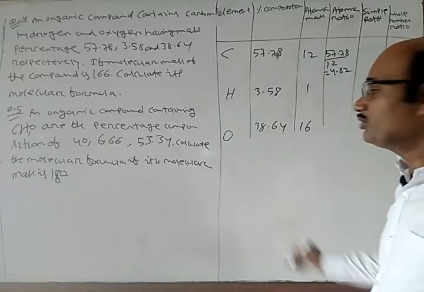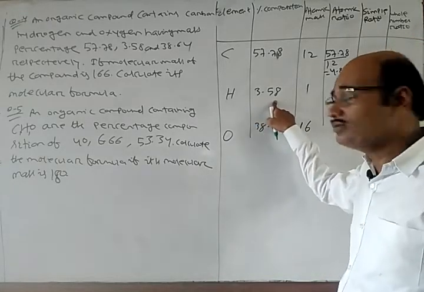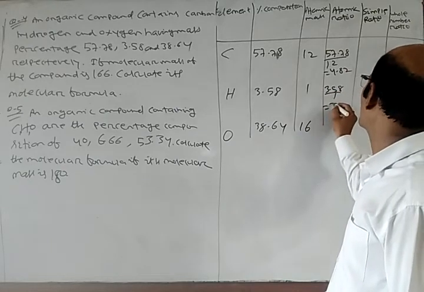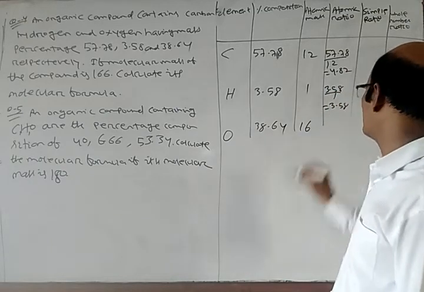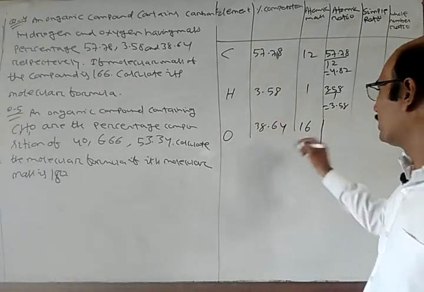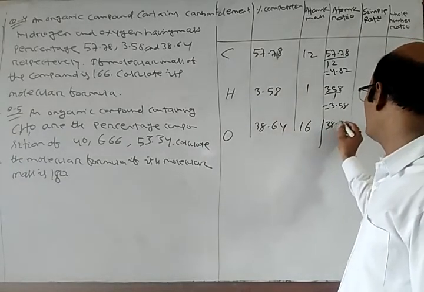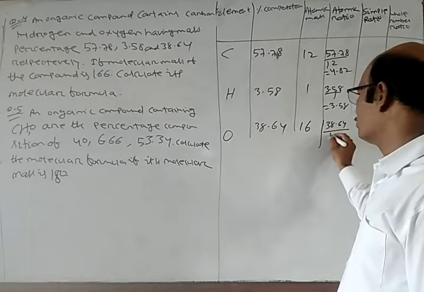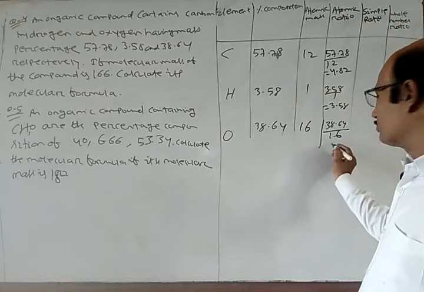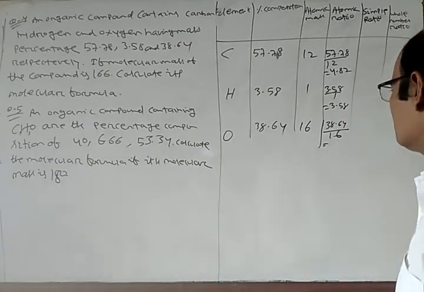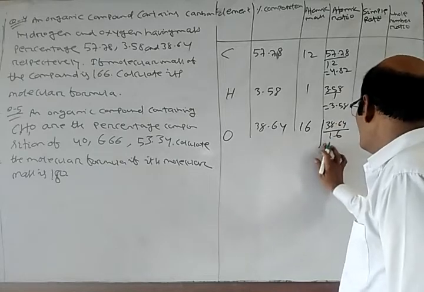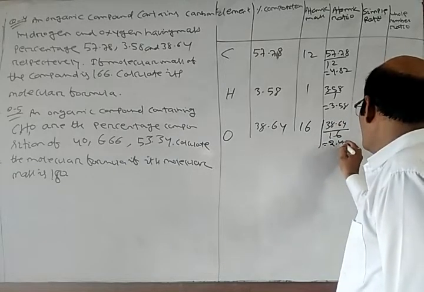Similarly, now here 3.58 is the percent of hydrogen. So I will write 3.58 by 1 equal to 3.58. Similarly, if you see the atomic ratio of oxygen here, 38.64 divided by 16, we get 2.41.